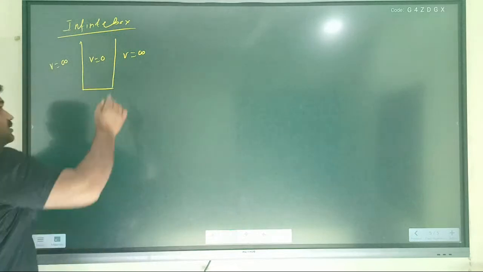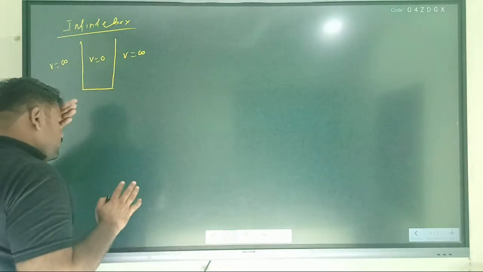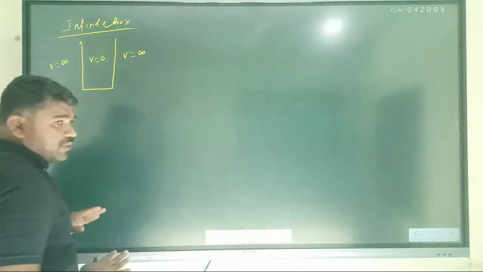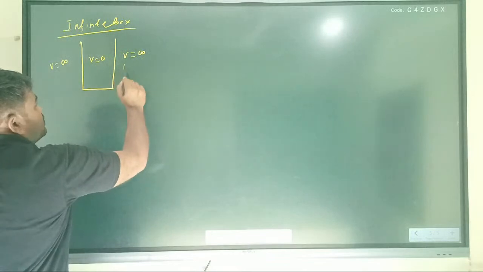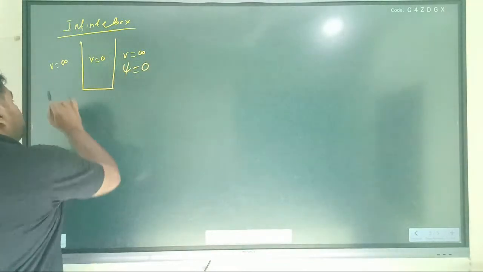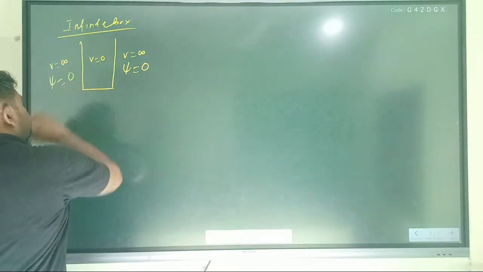Here potential is equal to infinite. Can we find the particle inside? No, we cannot find it, because this barrier is strong. We cannot penetrate this wall. Clear? What is the wave function? The particle is not present, so the wave function is 0. Clear? Now here also the particle is not present, 0.